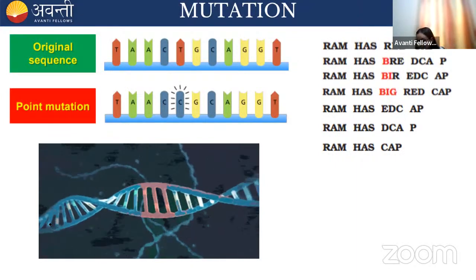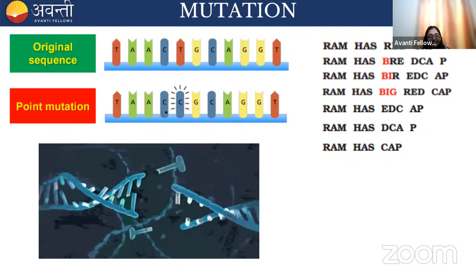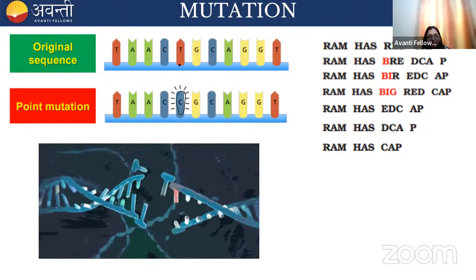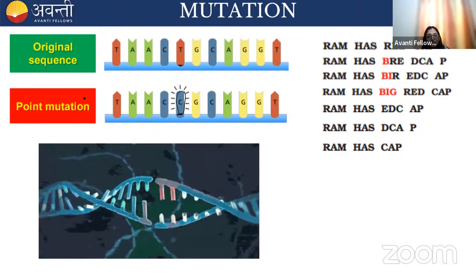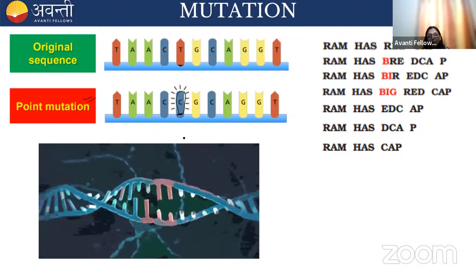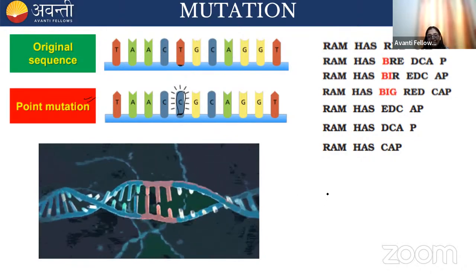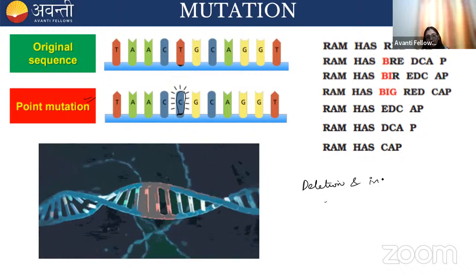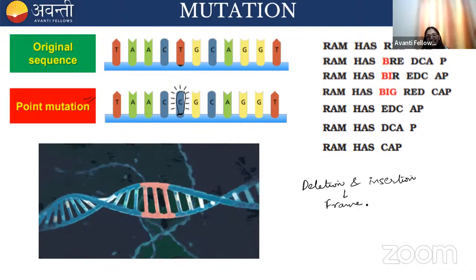Now mutation. Mutations are sudden changes in the gene sequence or in the DNA sequence. If there is a single base pair change, for example, here T is replaced by C, then it is known as a point mutation. An example of point mutation is sickle cell anemia. But if there's a deletion or insertion, then it will lead to a frameshift mutation. Frameshift mutation is the change in the reading sequence.